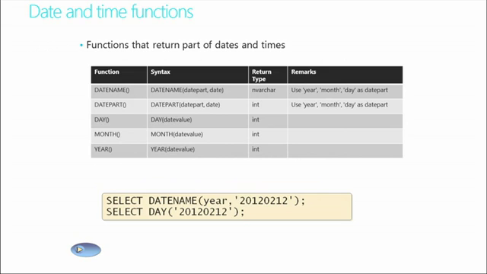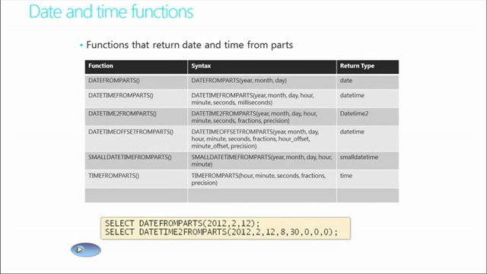We also have date and time functions for DATENAME. Use year, month, day as the date part. We have year, month, date as date part. We have day, month, and year. And all of these are items that we can use to extract the portions of a date to return that information about a date that we might want to drill down to and get into some more detail of.